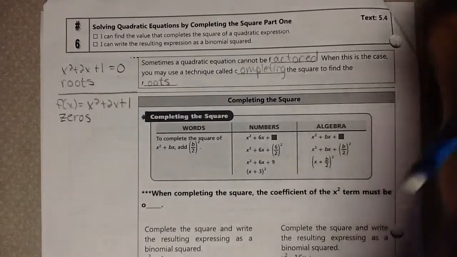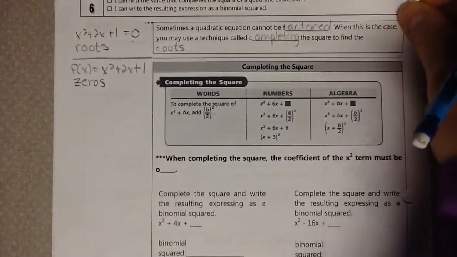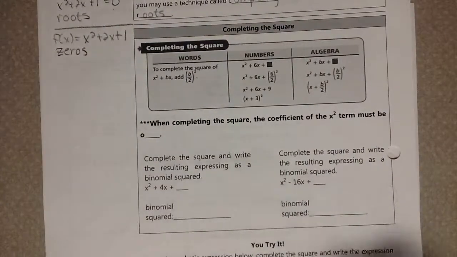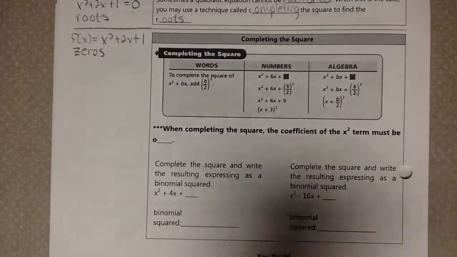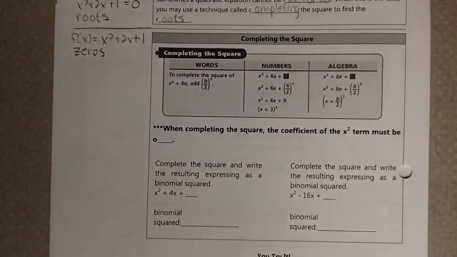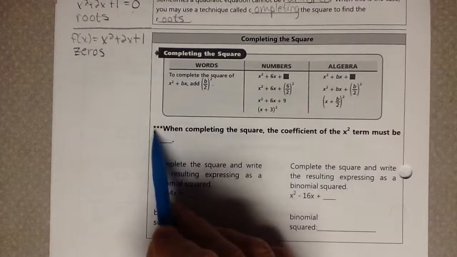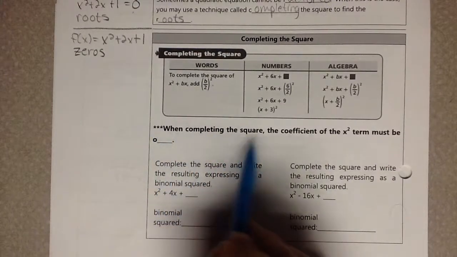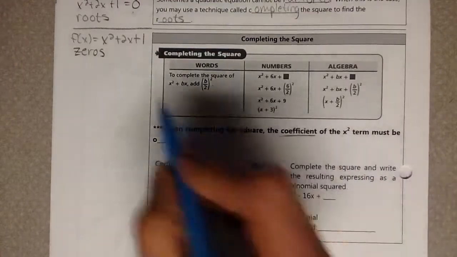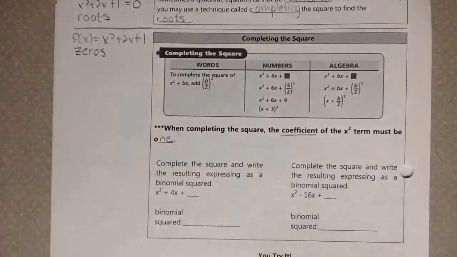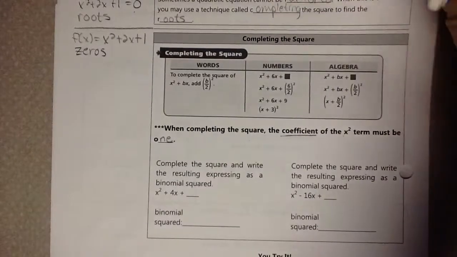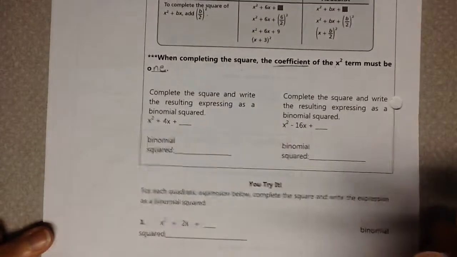Now there are a few steps to completing the square, and we're just going to do part of them today, and then you'll finish it up tomorrow. Okay, so here's a little box you can look at or refer back to. A very important thing when completing the square is that the coefficient, the number in front of the x squared term, must be 1. And if it's not, you either have to make an adjustment or you can't complete the square until you do.